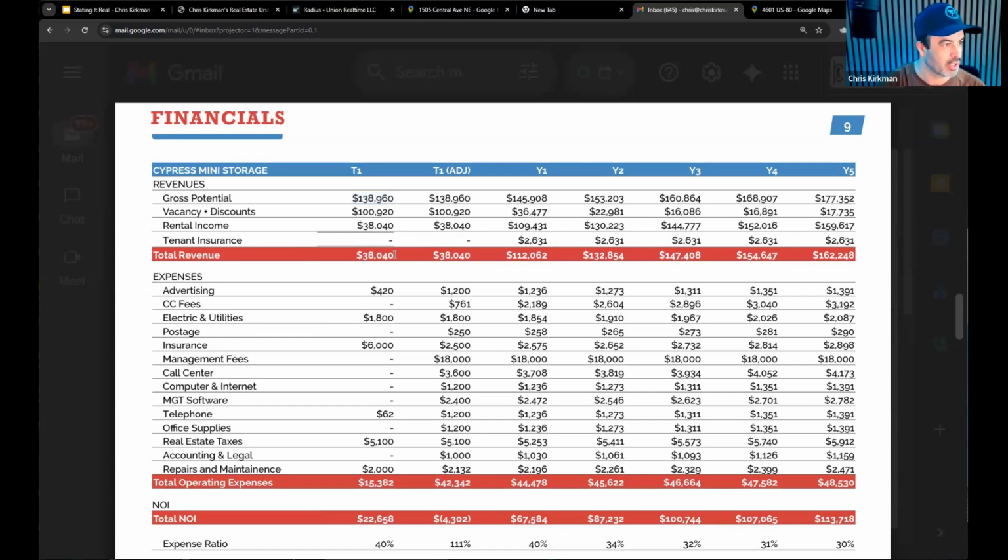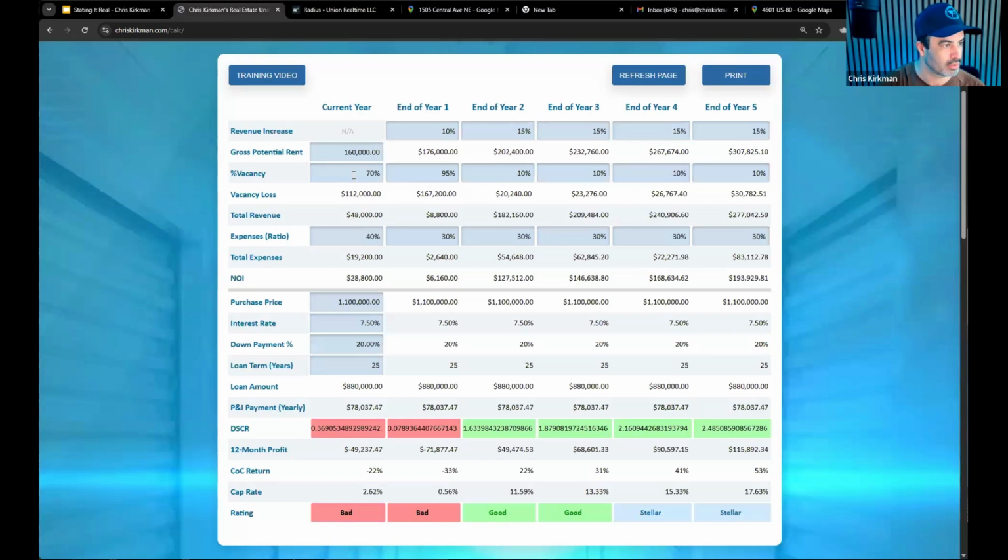So 138.9, let's put that in real quick. 138, we'll just do 140. Make things simple. All right, so this thing is pretty bad. I mean, like I said, you want to get a DSCR of like 1.25. Some banks will do 1.2, and we're at a 0.3. So this thing's going to really have to jump to get it where we want to have it.